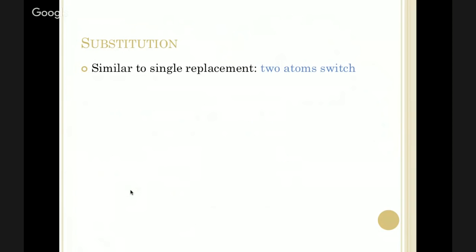Substitution looks really similar, but you're switching your atoms. So it's still going to be a hydrocarbon that's getting some kind of bromine or fluorine or iodine, but you're switching their places with a hydrogen. So this is more like single replacement. You have two reactants and two products.